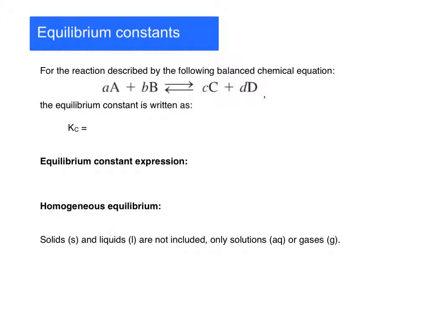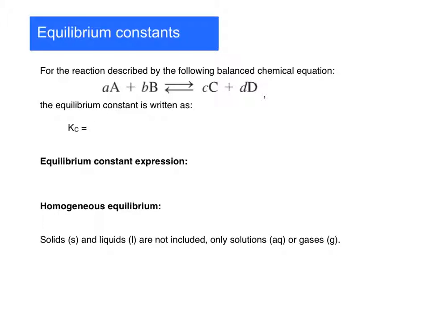We represent this mathematically with a concept called the equilibrium constant. If we have this generic reaction here, aA plus bB, and we use these double arrows like this to represent a reaction that is reversible, then that becomes cC plus dD, where the little letters represent our coefficients and the big letters represent our molecular symbols.